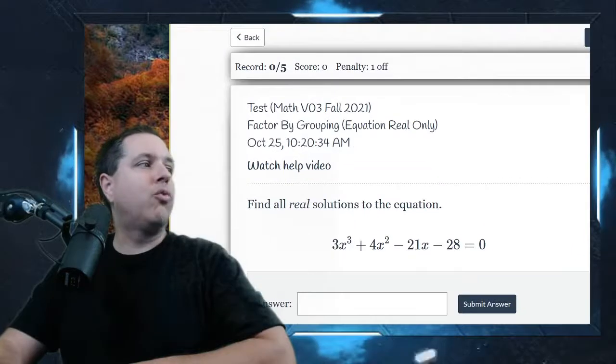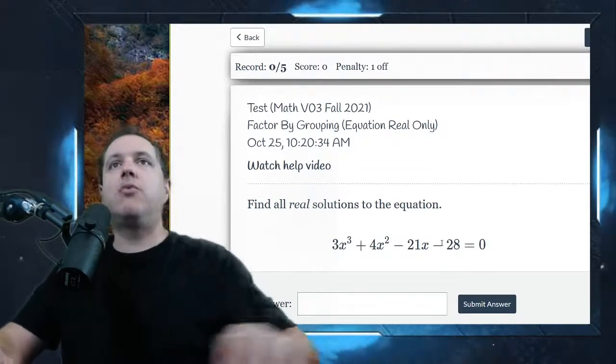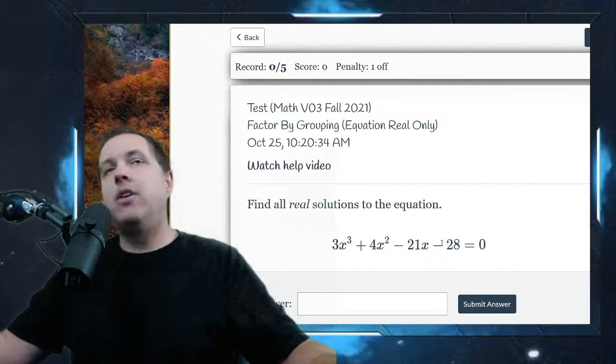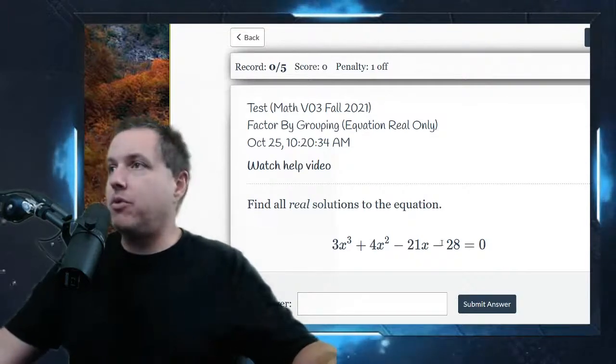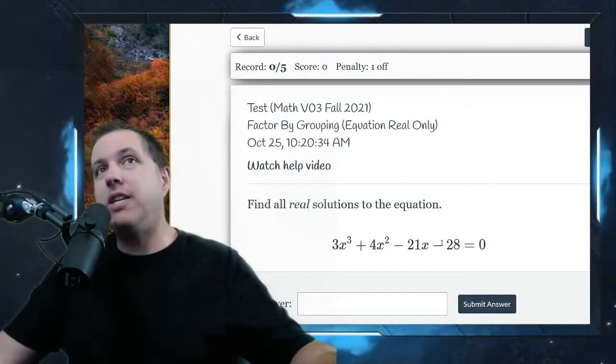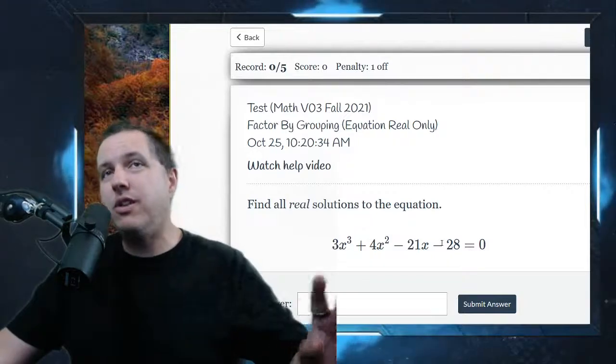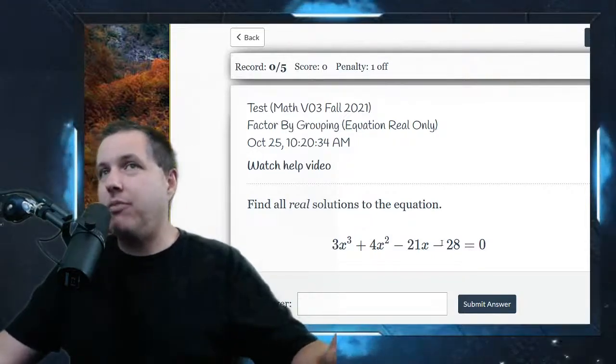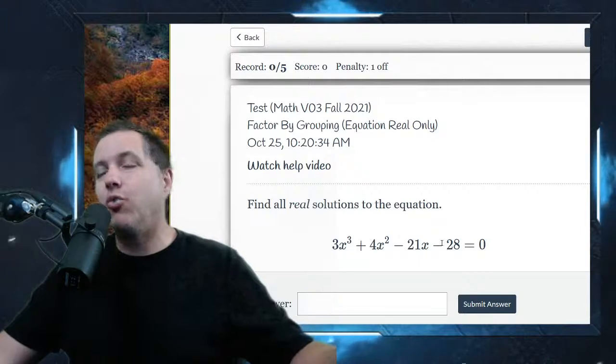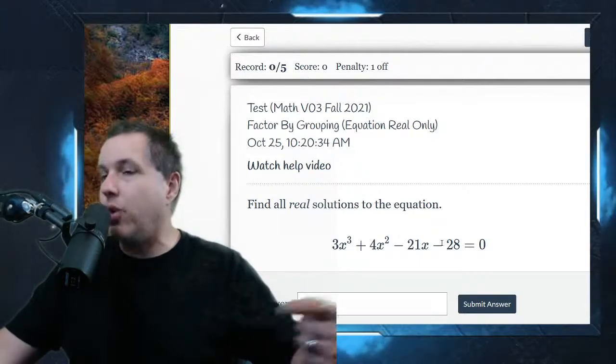So when it says find all real solutions to the equation, that means that we're looking at solutions that exist in the real numbers. We will learn about complex numbers in the chapter where we do square roots, but it's not asking for complex number solutions. It wants just the real number solution. That is, it's part of the real numbers.